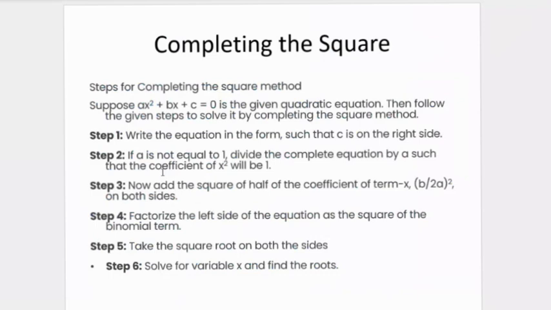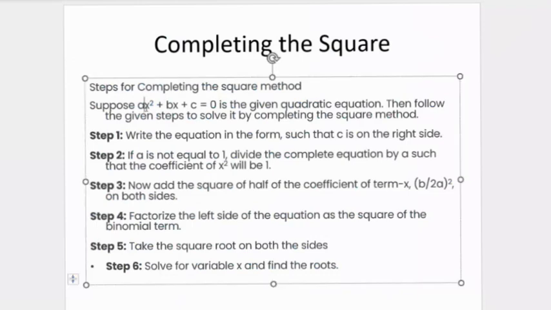And outlined here are a bunch of steps which you should follow in order to be able to use this method. So first of all, we start with the general form of the quadratic equation as always, which is ax squared plus bx plus c. And this is the quadratic equation we are given. Now, how do we solve this? First things first, you write the equation in the form such that c is on the right side.